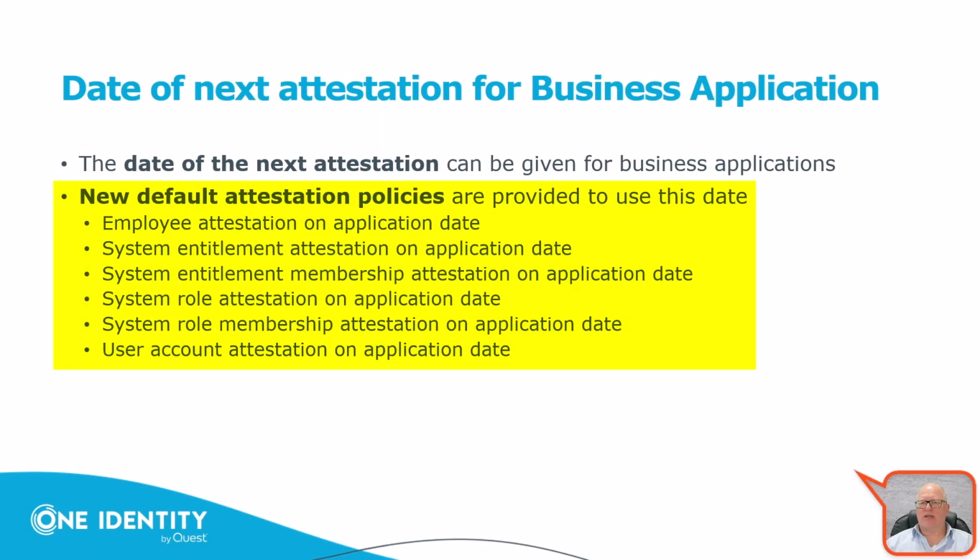The next one here is that there's a date of next attestations possible to be set on business applications. Of course, according to that specific feature, there are then attestation policies created which are using that specific set date, and you can see them here in the list. There is an employee attestation on application date, and the same happens then for entitlement attestation, for entitlement membership attestation, role membership attestation, and account attestation.